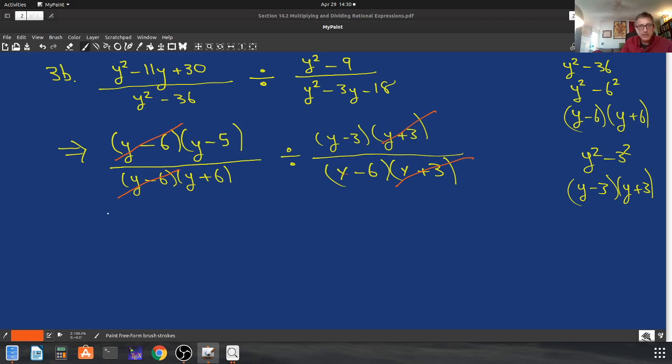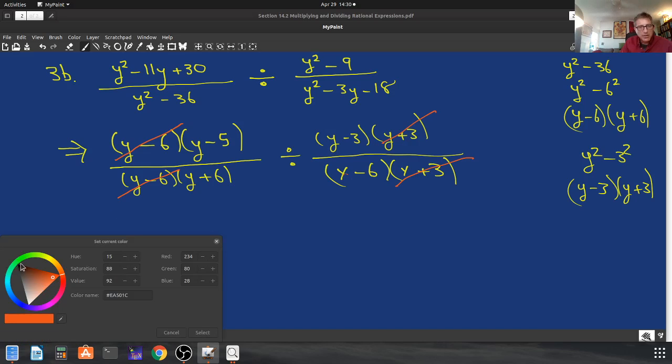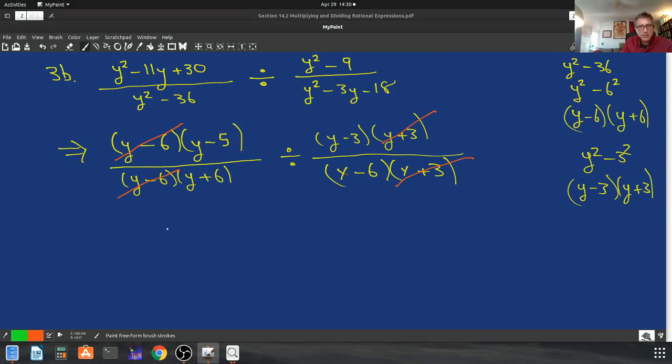So this gives me, I'm set to divide, so I have y minus 5 over y plus 6. Now I'm getting ready to change the division into the multiplication, and the y minus 6 on the bottom comes up top, and the y minus 3 goes on bottom.